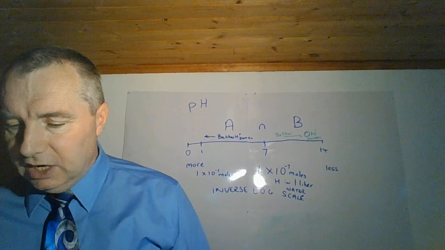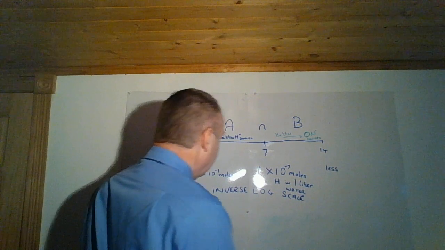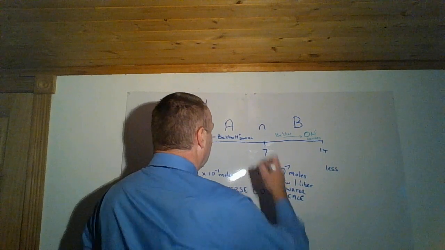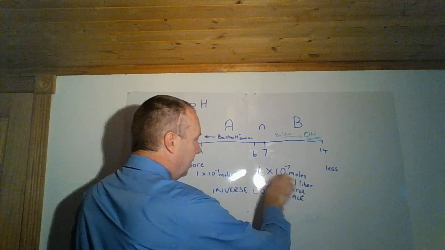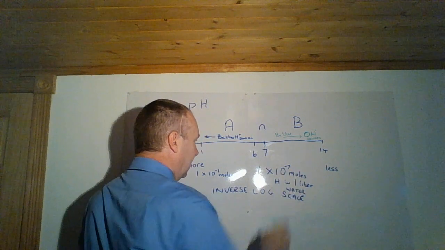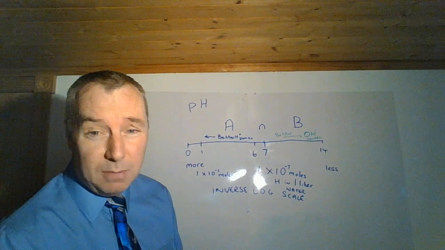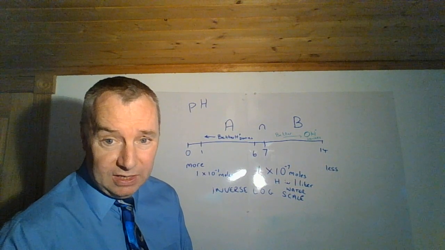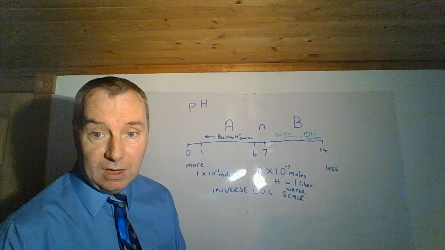Another thing to realize about the logarithmic scale of pH is that, for instance, 6, because we're looking at 1 by 10 to the minus 6 instead of 10 to the minus 7, 6 is 10 times more acidic than 7, and so on. And so that's how it works.